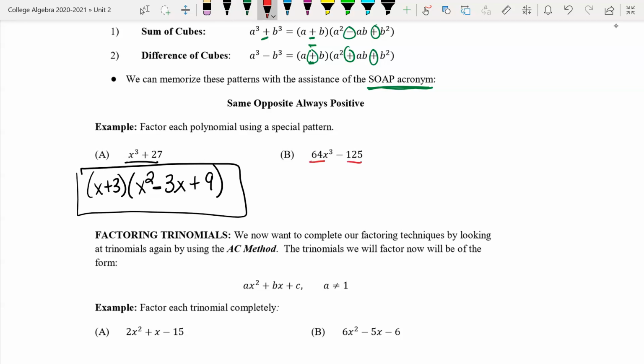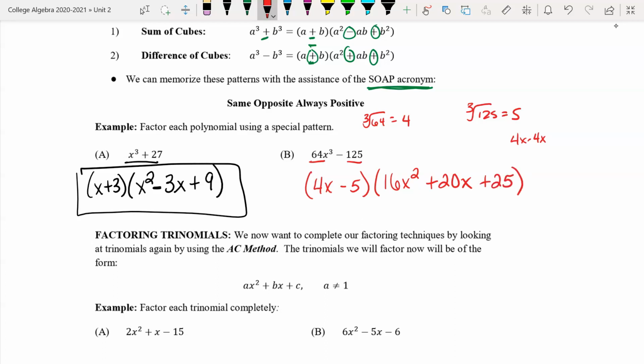Same way here, if you see something that's two terms and it's got x cubed, it's probably going to be a perfect cube. The cubed root of 64 is 4. The cubed root of 125 is 5. So we start off with the same sign, 4x minus 5. We square the first term, which would be 16x squared, so 4x times 4x. We take 5 times 4x to get 20x, and use the opposite sign. And the last one's always positive, so I say plus 25.